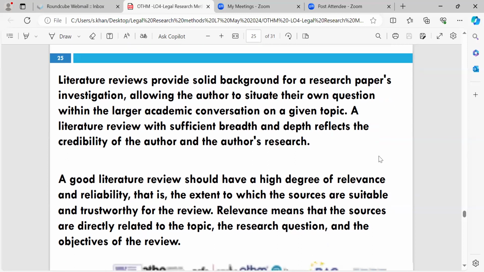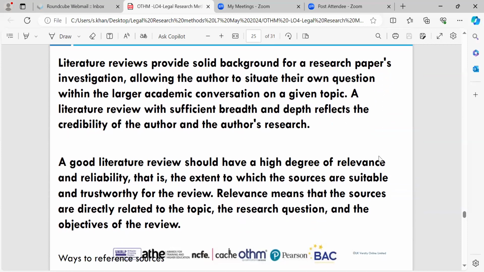A good literature review should have a high degree of relevance and reliability, and that is the extent to which the sources are suitable and trustworthy for the review. Relevance, again, means that the sources are directly related to the topic and the research question and the objectives of the review.